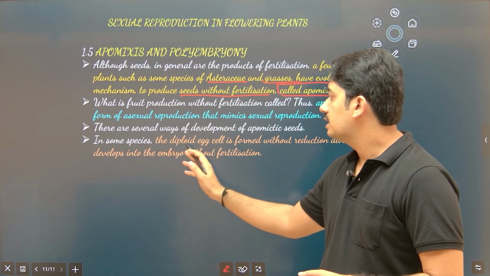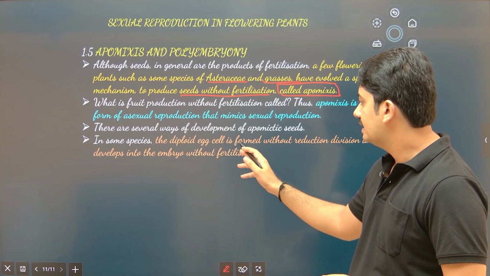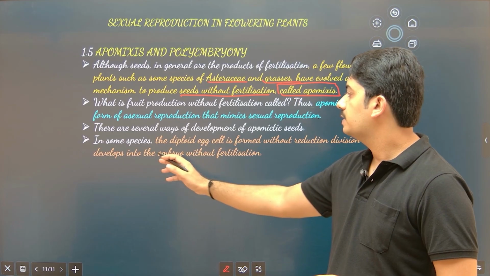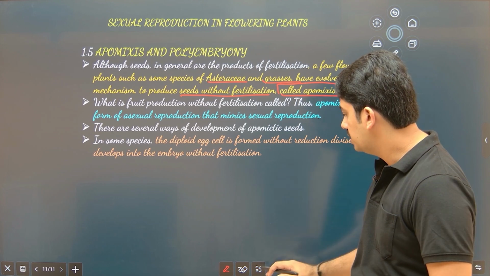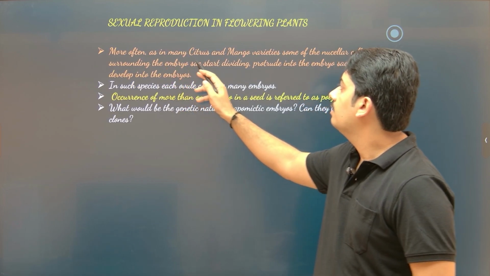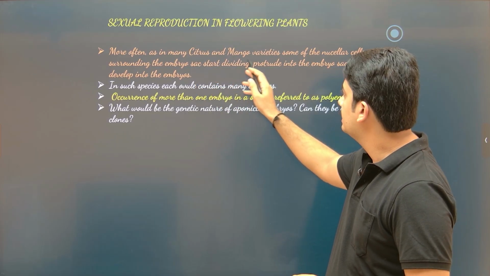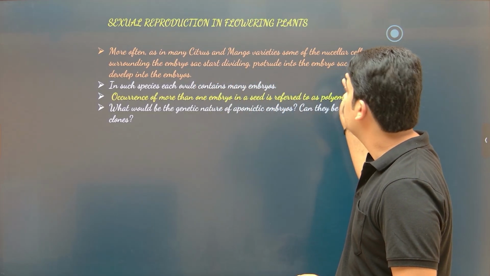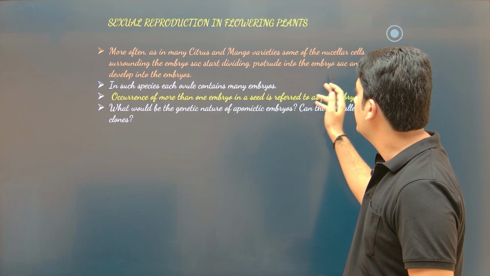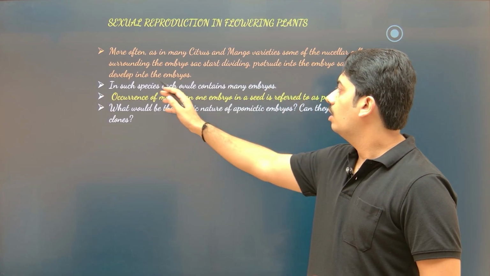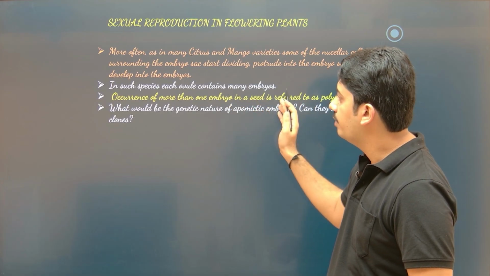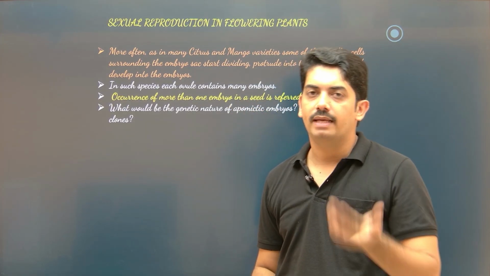In some species, a diploid egg cell is formed without reduction division, and develops into an embryo without fertilization. Okay, so more often, as in many citrus and mango varieties, some of the nucellar cells surrounding the embryo sac start dividing, protruding into the embryo sac and develop into embryos. In such species, each ovule contains many embryos, and that is called polyembryony.